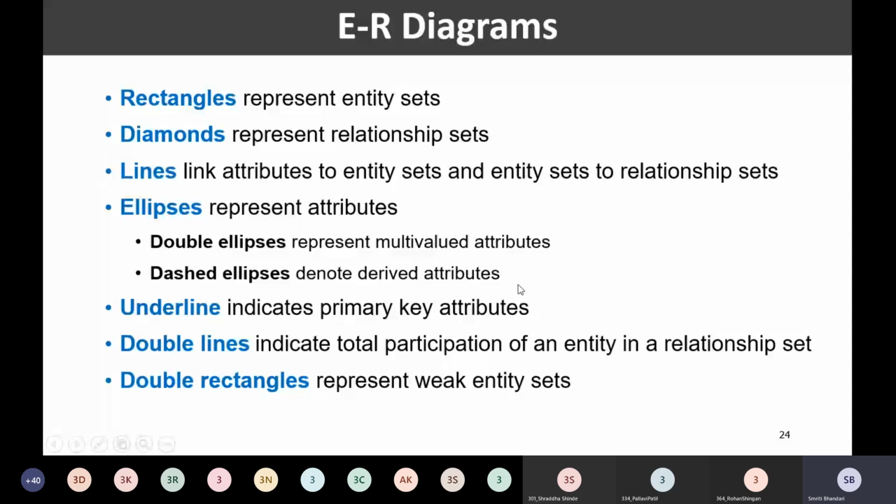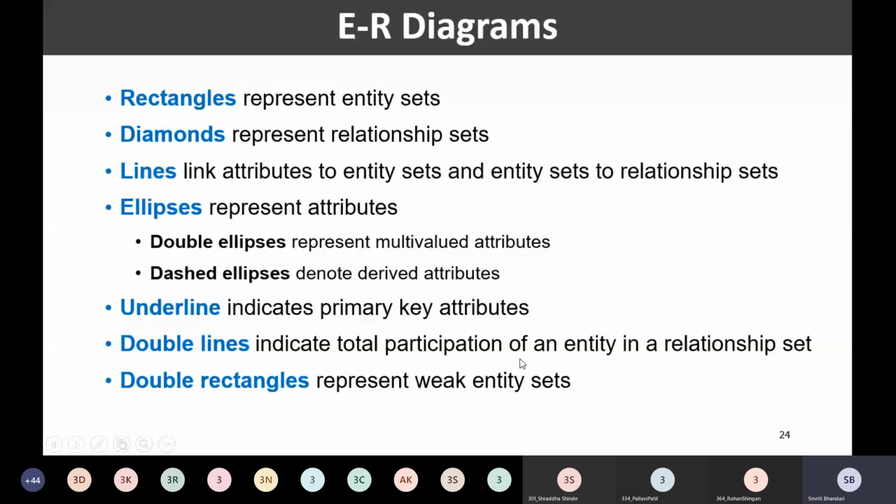We have seen what kinds of attributes we may have in our previous discussion. So if we want to represent a multi-valued attribute, we need to make use of a double ellipse. Or if we want to represent a derived attribute, we need to make use of a dashed ellipse. We are going to see all those concepts and notations by simple examples. Then to denote a primary key attribute, we need to make use of an underline. Then double lines indicate the total participation of an entity in a relationship set.